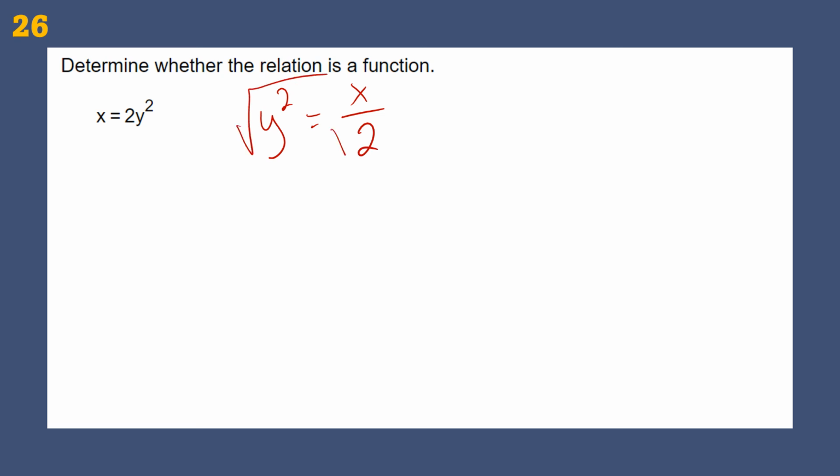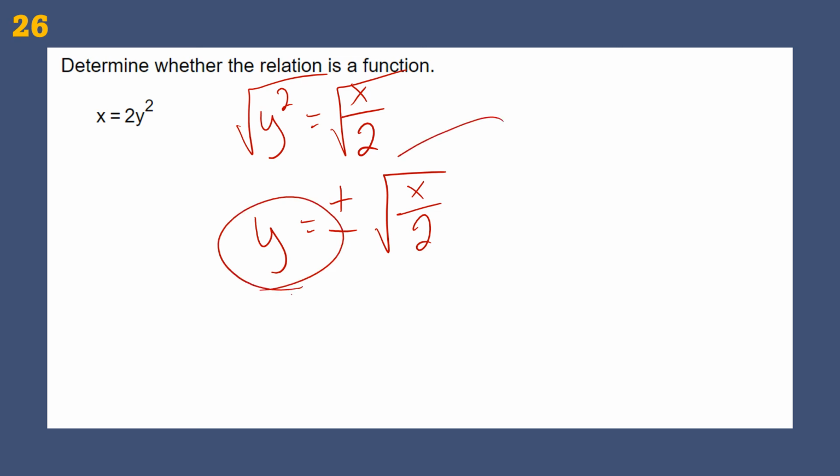So if I square root both sides, remember that the square root means that we have a plus or minus. And so this is our giveaway for whether something is or is not a function. If I get y equals, and there's more than one answer on the other side, so if I have a plus or minus, then I have a problem. Okay, so y equals, if there's a plus or minus, then it is not a function.